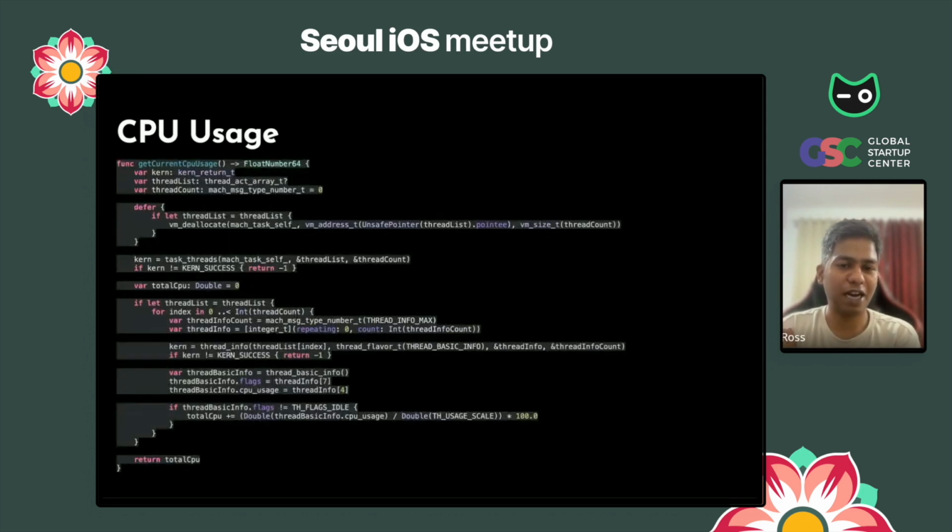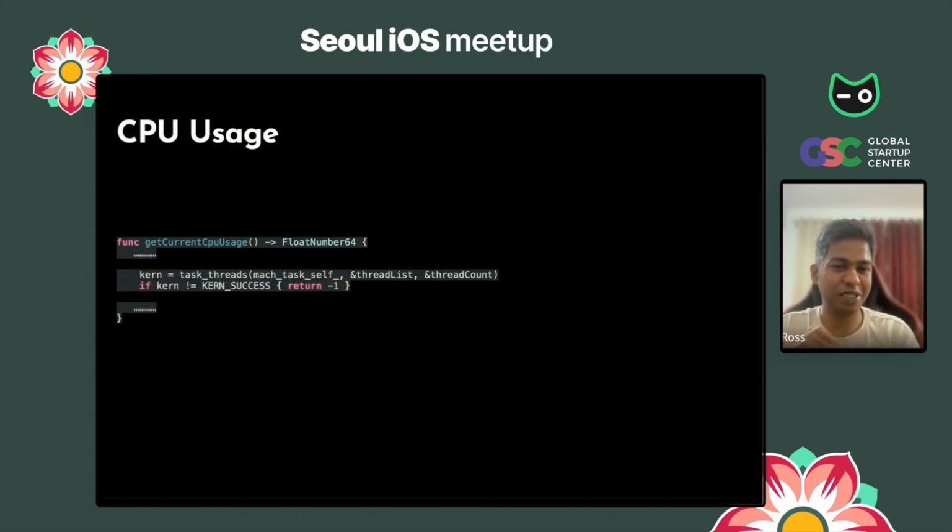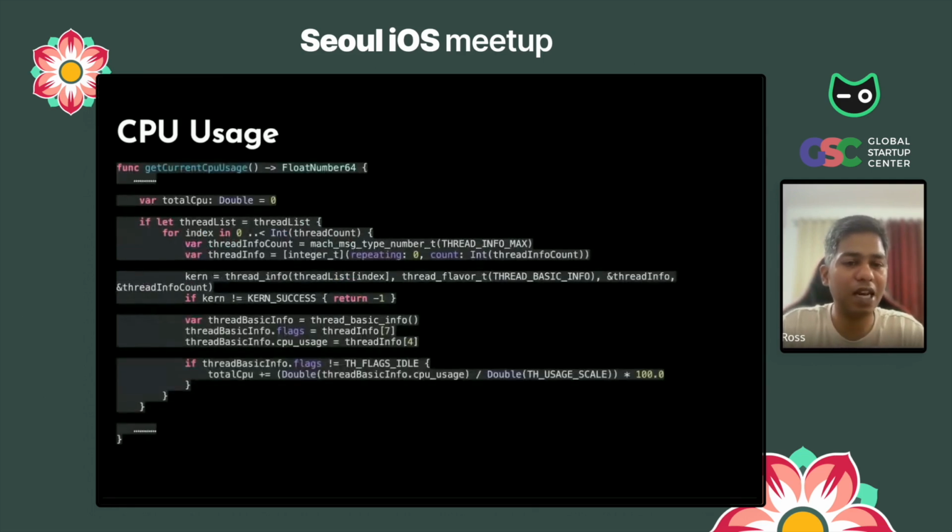Let's check out some code. I know this looks horrible, but let me take you guys through it. So firstly, as I mentioned, we use the task threads API. This API gives us the list of all the threads that are currently being used by the process. That information is saved into the thread list and thread count pointers, which you can see are the parameters for this function.